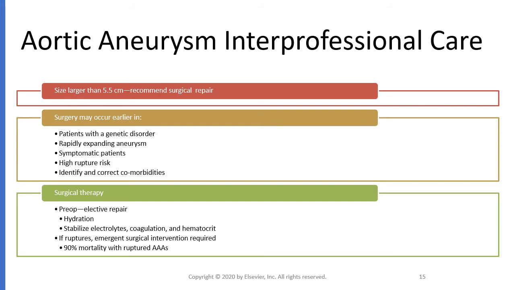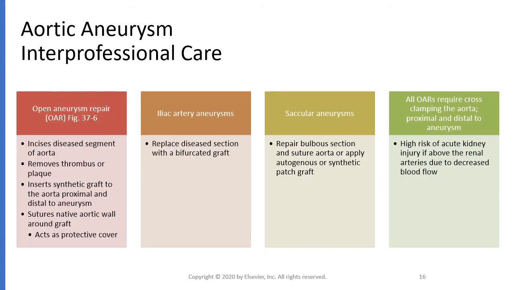Surgical intervention may occur sooner if the patient has genetic disorders, if the aneurysm expands rapidly, or the patient becomes symptomatic, or the risk for rupture is high. A careful review of body systems is needed to identify any comorbidities as they affect the patient's surgical risk. Correcting existing carotid or coronary artery blockages may be needed before aneurysm repair. For elective aneurysm repair surgery, the patient is optimized with normal electrolytes, coagulation, and hematocrit. If the aneurysm ruptures, emergent surgery is required.